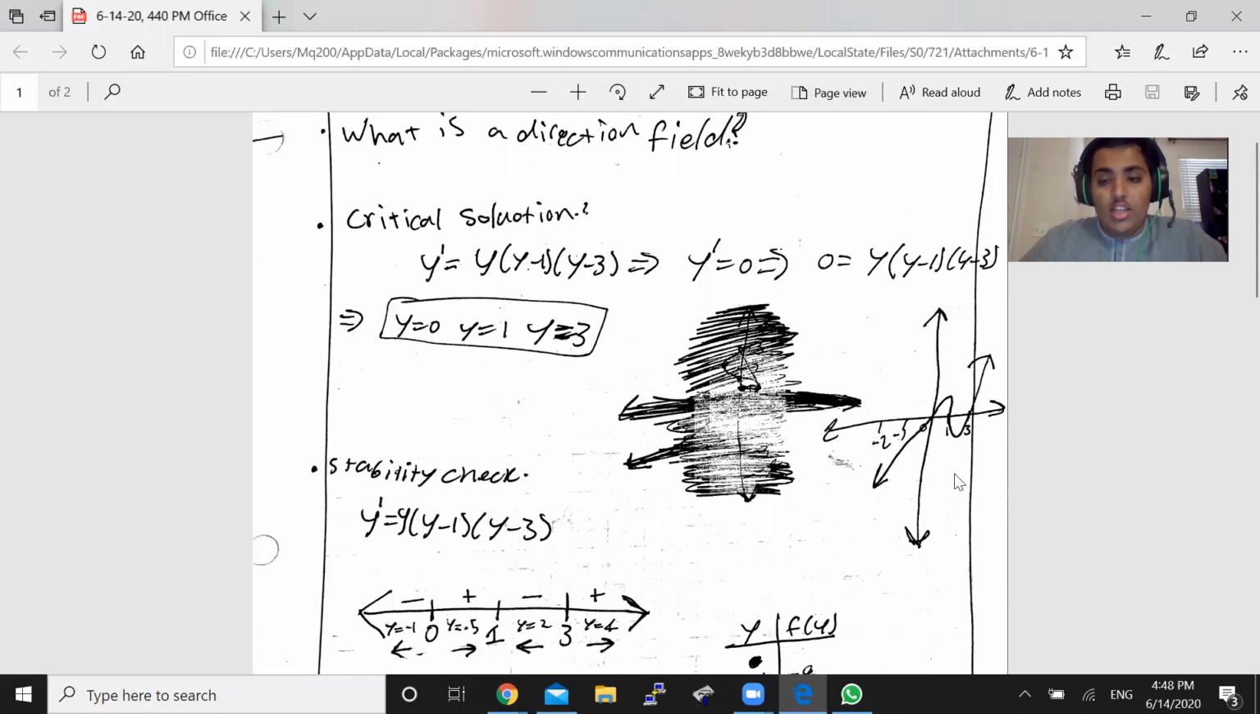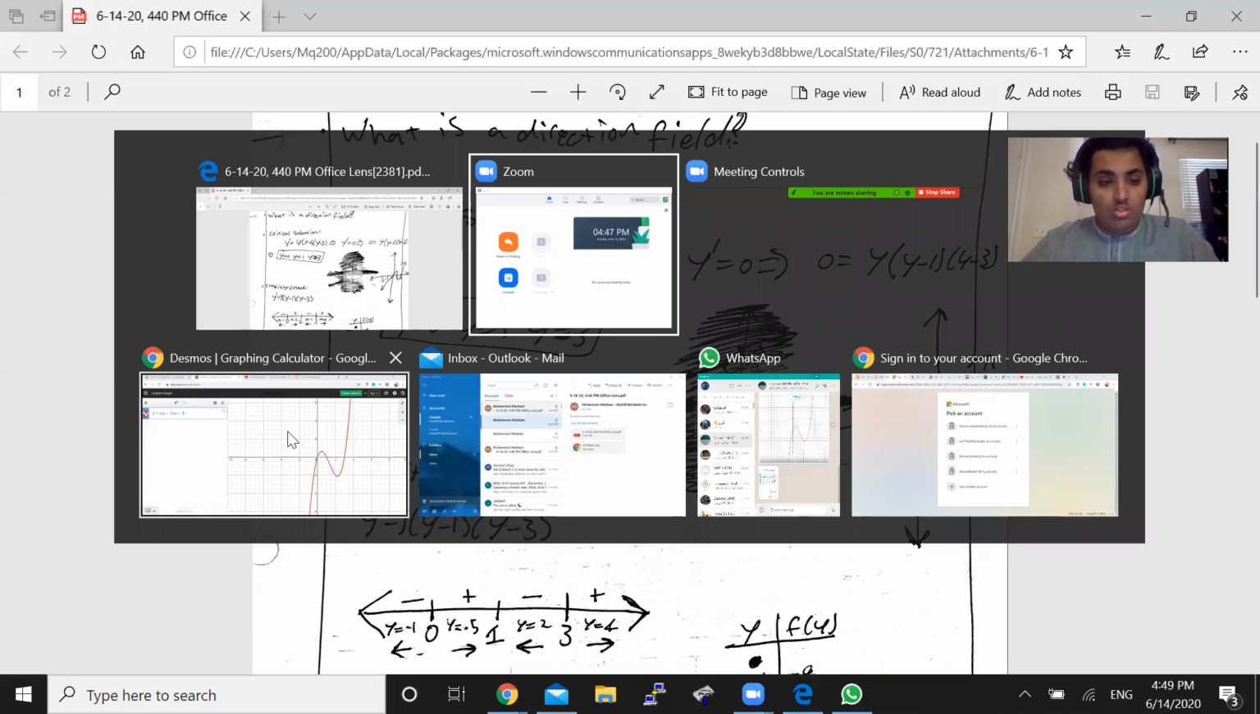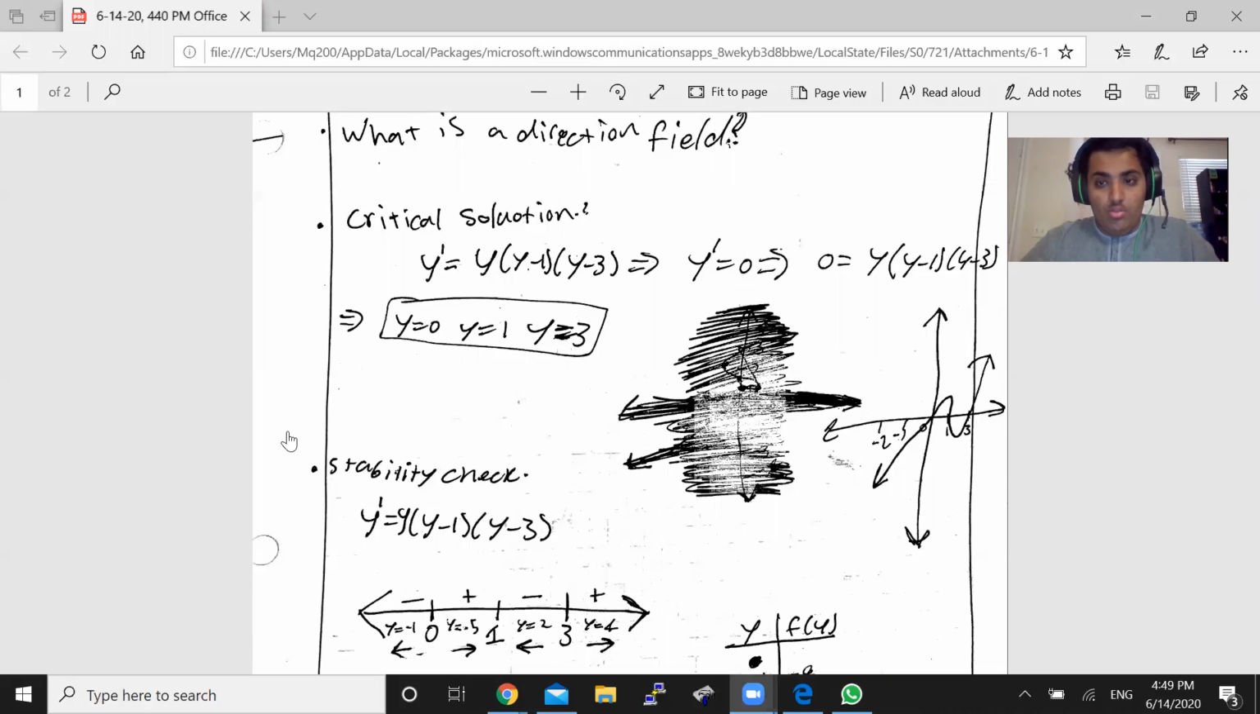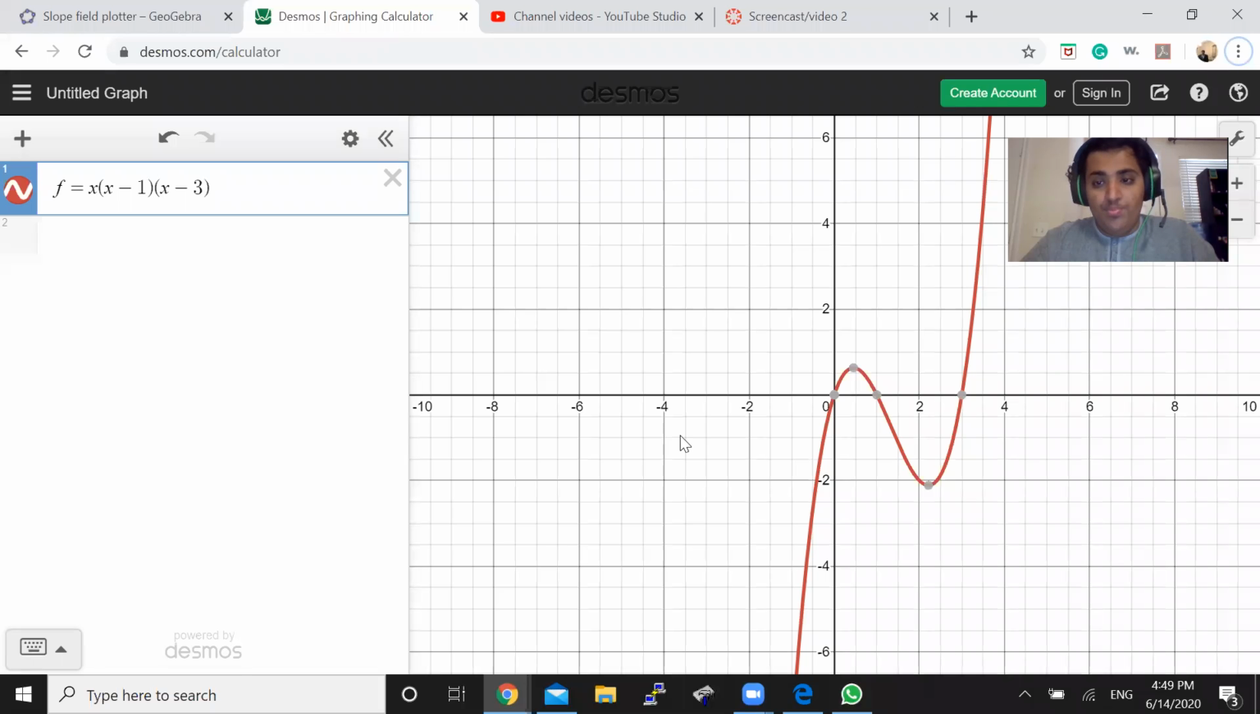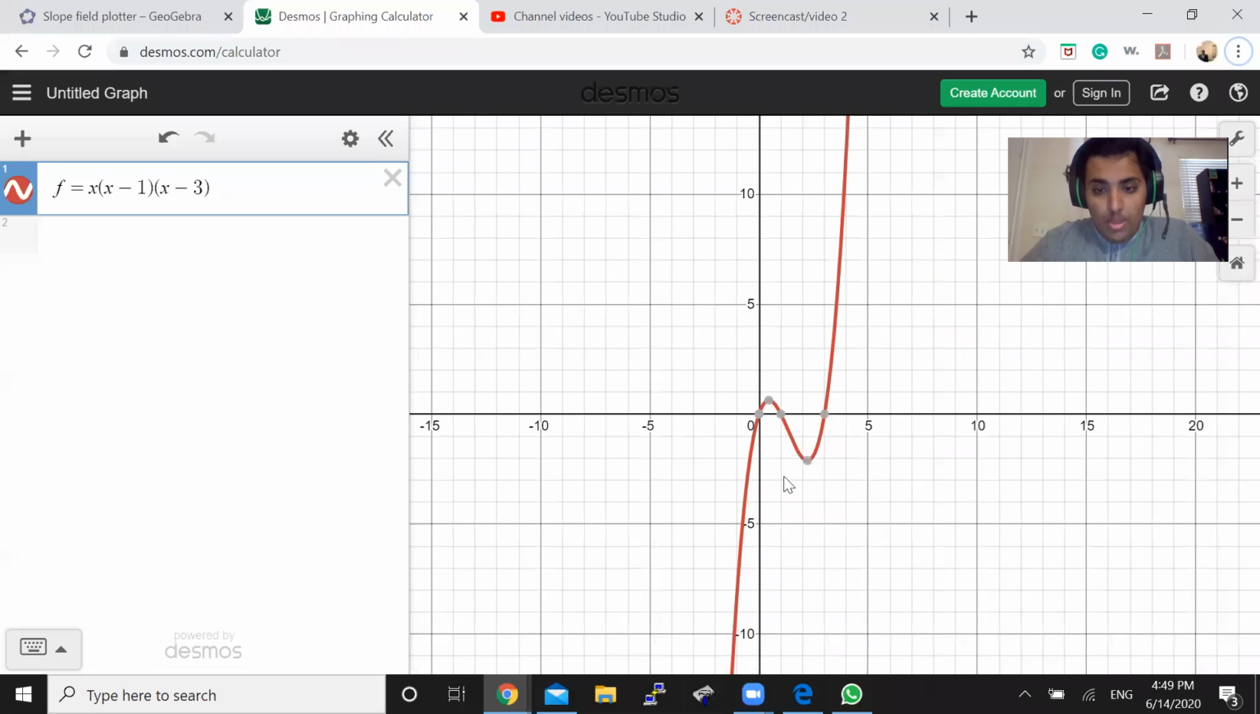To look at this as a graph, I drew it here. It looked a little bad, so I also drew it on Desmos over here. Here, that's a better looking graph. You can see I put it on the x-axis. See the points where it hits 0? That's how you know they are critical points too: 0, 1, and 3.